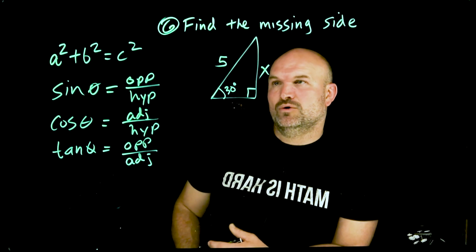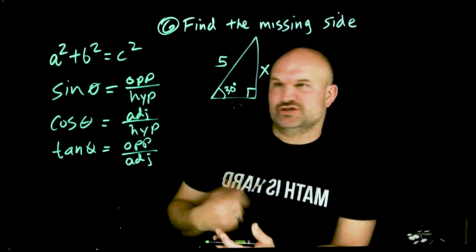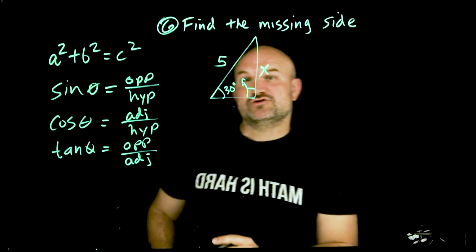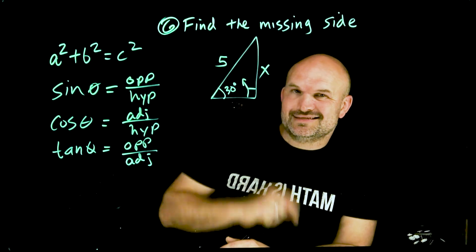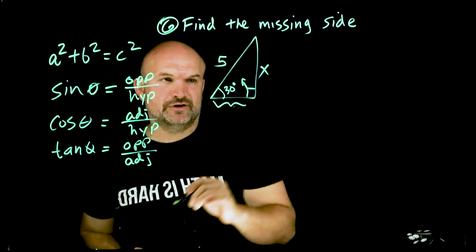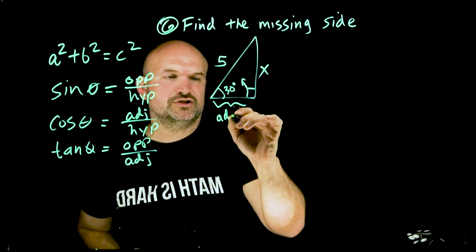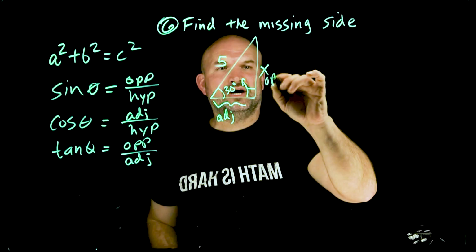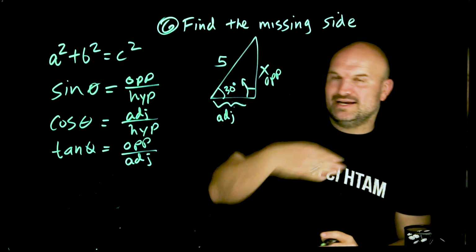Now we need to understand, well, what are the opposite, hypotenuse, and adjacent sides? Remember from the Pythagorean theorem, we know the hypotenuse is going to be directly across from your 90-degree angle. That's going to be 5. The side length that is between the angle that you're referring to and your 90-degree angle is called your adjacent side. And the side length that is directly across from your angle is what we call our opposite side. So we need to go ahead and solve for x.